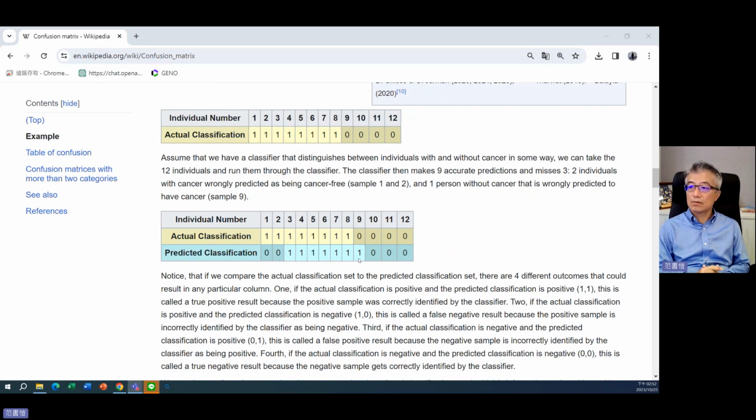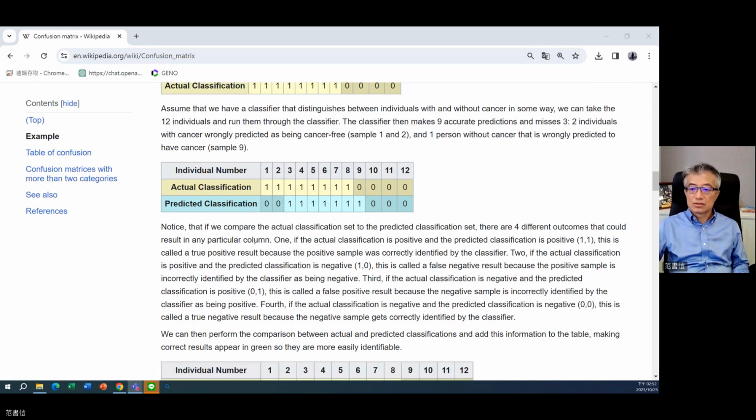So there's 1 person without cancer that is wrongly predicted to have cancer. This is sample number 9. This is known as the type 1 error. So notice.